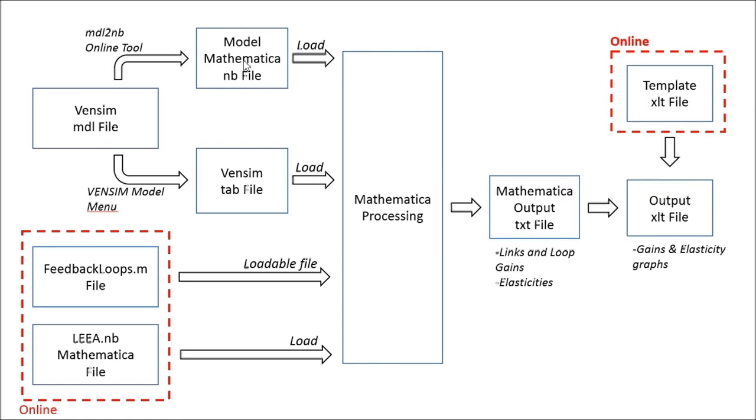The second file is the file that contains the information for each of the steps for the simulation of the model. And this can be obtained from Vensim directly. We'll show you how to do this. So these two files are derived from the original model. The third file that we have to load is the LEA file, which means the loop eigenvalue elasticity analysis. This is a standard Mathematica file which contains the functions that will extract the elasticities from these other files that we load into Mathematica. So this has to be loaded into Mathematica.